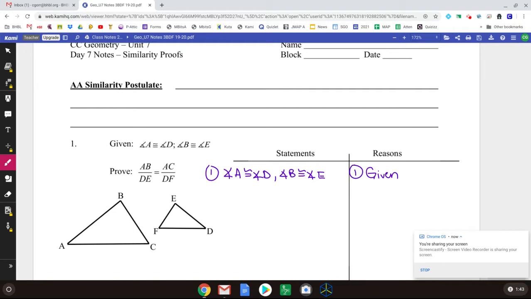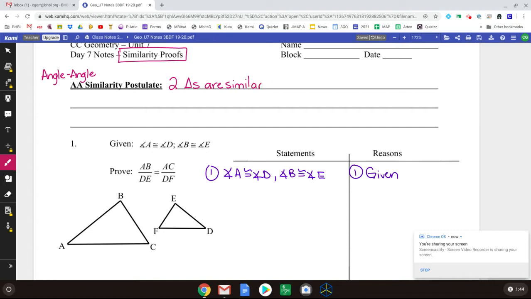Everybody. Today we're going to be talking about our similarity proofs. So we're trying to prove that two triangles are similar to each other. And the way we're going to do that is by talking about the angles. And remember that we know there's 180 degrees in a triangle. So if two triangles have two angles that are equal, we know that the third angle has to be equal. So we know that two triangles are similar if two things happen.